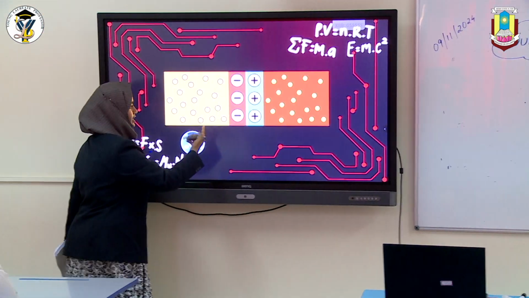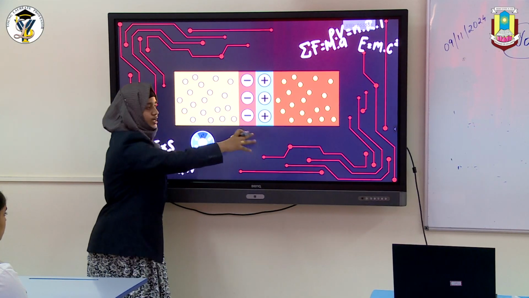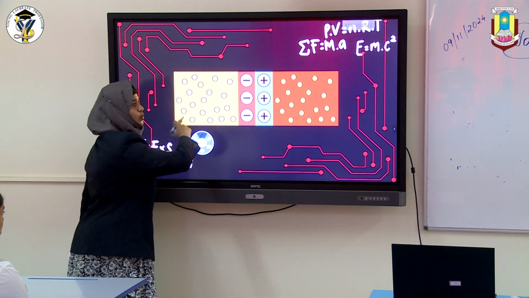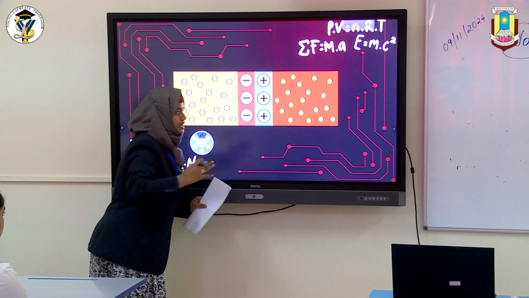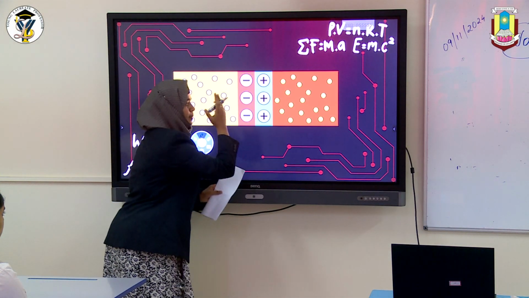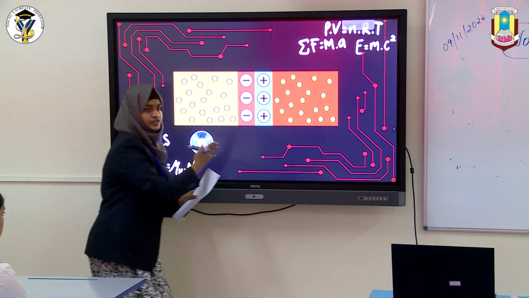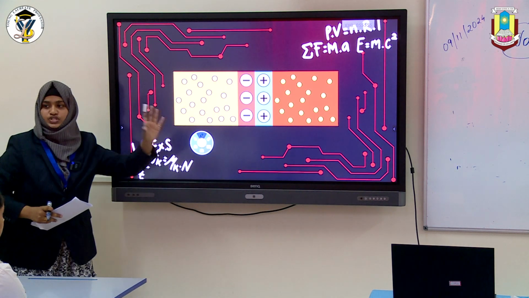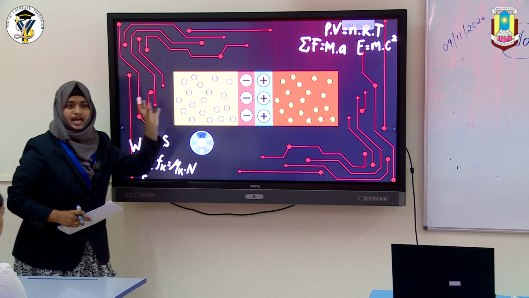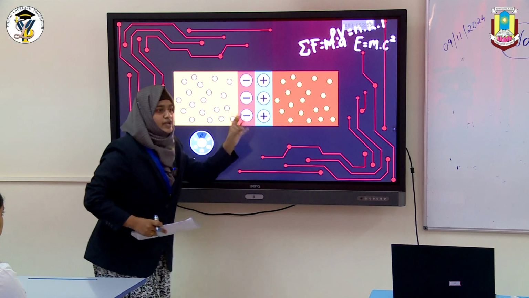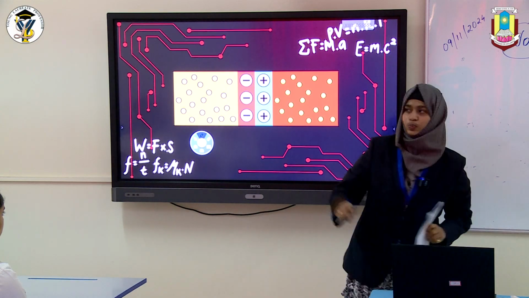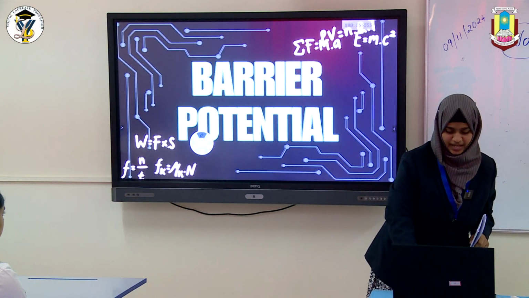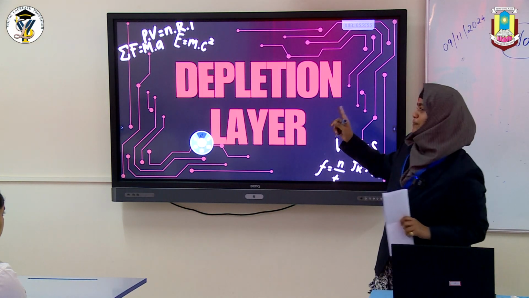So what happens here? Here holes are leaving. Here electrons are leaving. So what is being caused? A potential gradient is being caused. This potential gradient reaches a particular point in the middle of the electric field to stop the flow of charges, to stop the flow of charge carriers. This stopping potential is termed as barrier potential. And there's one more term after barrier potential called depletion layer.